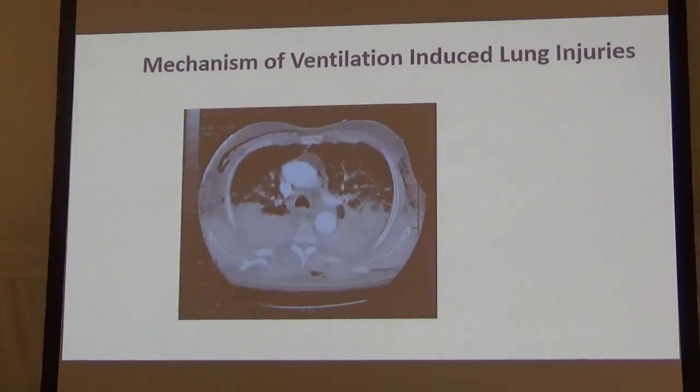Ventilation-induced lung injuries is a combination of too much stress. Stress is too high pressure in the baby lung, too much strain, too high tidal volume as compared to the volume of aerated lung, and atelectrauma, which is repeated closing and opening of distal airways and alveoli.